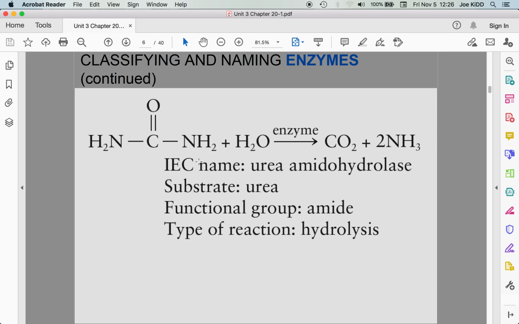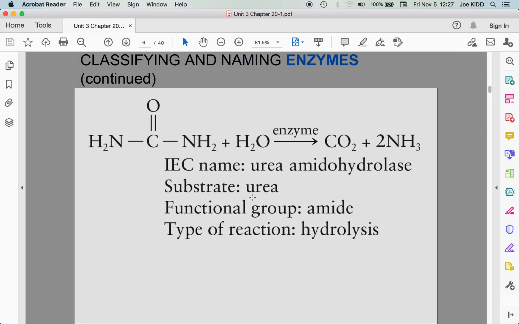So for example, here's our urea again, and here is the water. We called this urease before. The full name for it would be urea amido hydrolase. What this means is urea is the substrate, amido is the functional group that is being formed, and it's being hydrolyzed. So we're cleaving this bond, and we're cleaving this bond, and the amide bond, amido, is being cleaved, hydrolyzed. So urea amido hydrolase.